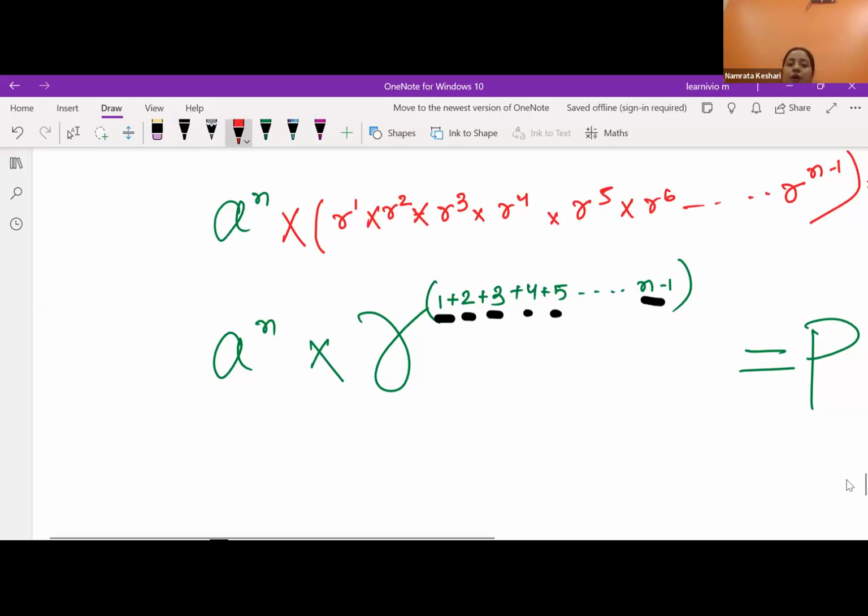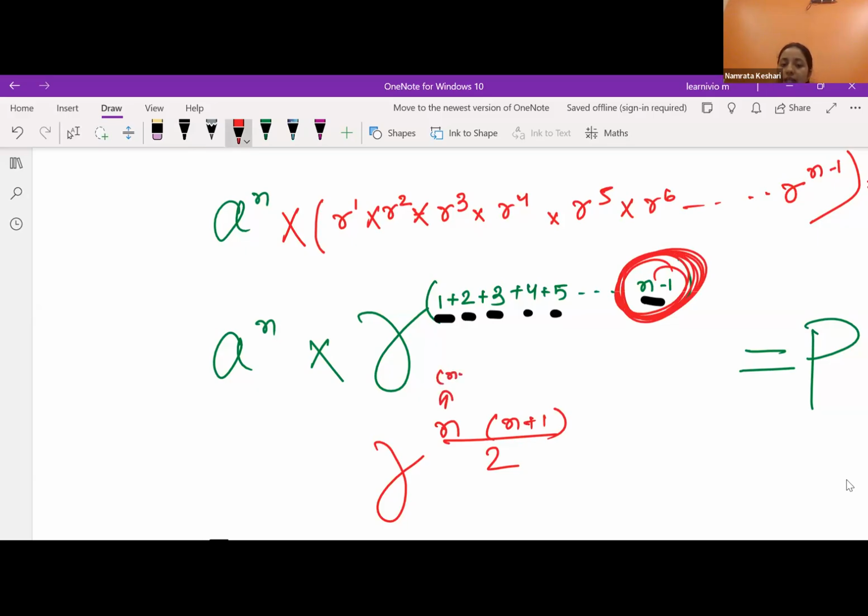So can we use this formula here? We have to find the summation of all. The formula is n into n plus 1 by 2. But here our n is this one, right? The last term is this one. So in the place of this n, I'll be writing n minus 1, and in the place of this n, I'll be writing n minus 1 plus 1. Getting it?